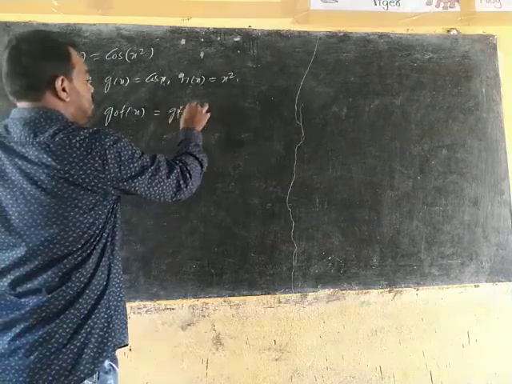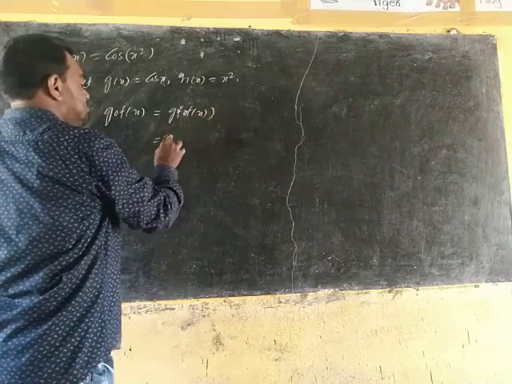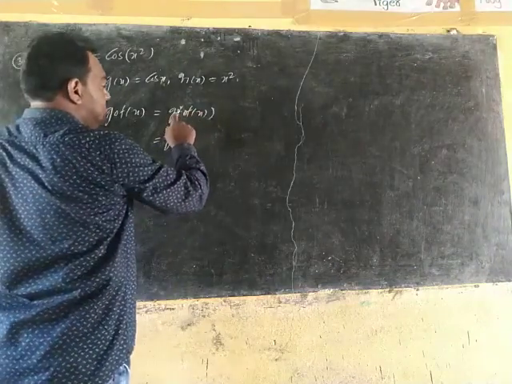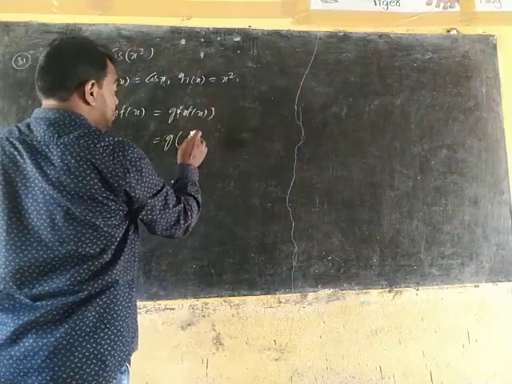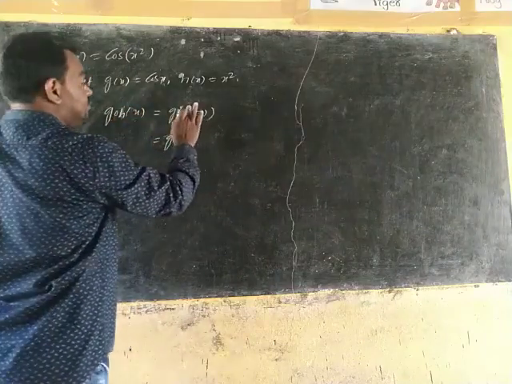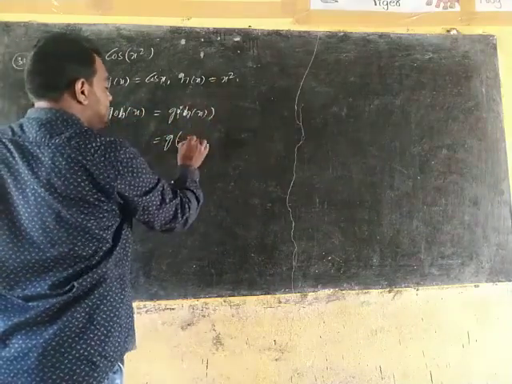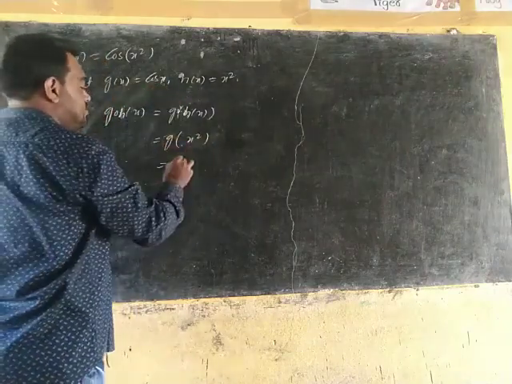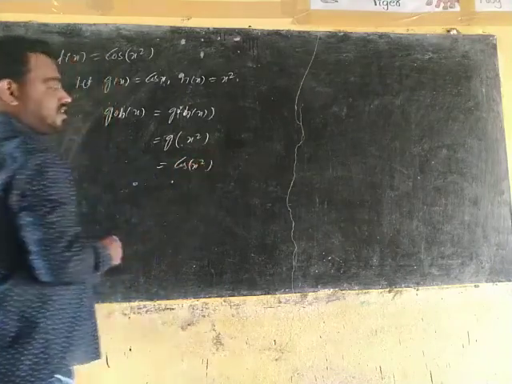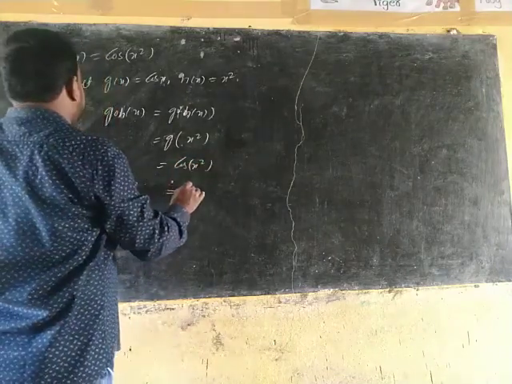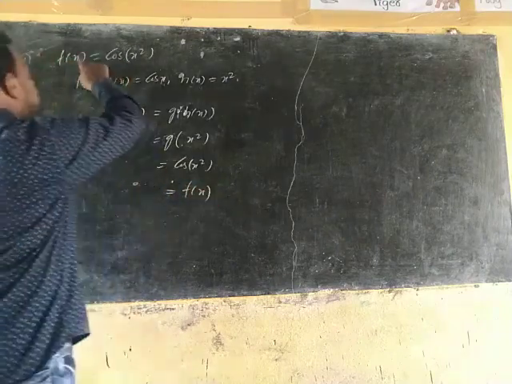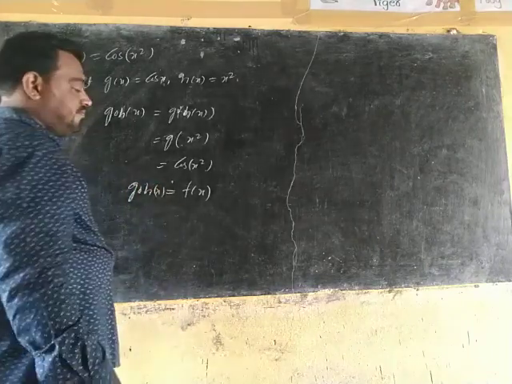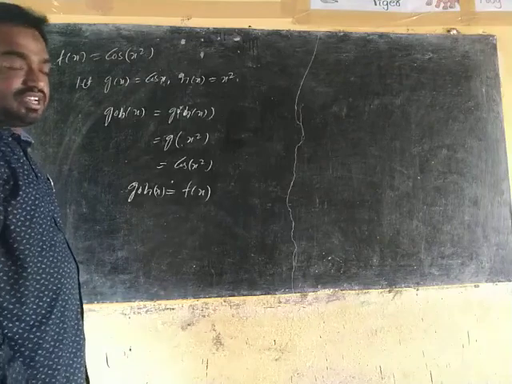So g of f of x, this is equal to g of... here g of f of x is equal to what? h of x. h of x is equal to what? x square. g of x is cos x, so g of x square is cos of x square. This is equal to f of x. Which is g circle f of x is equal to g circle h of x, is equal to what we got? h of x.